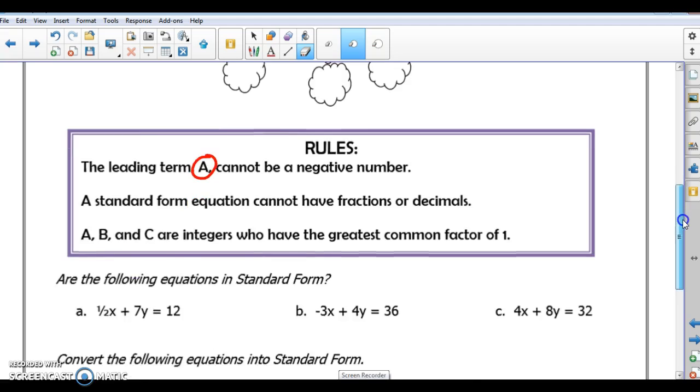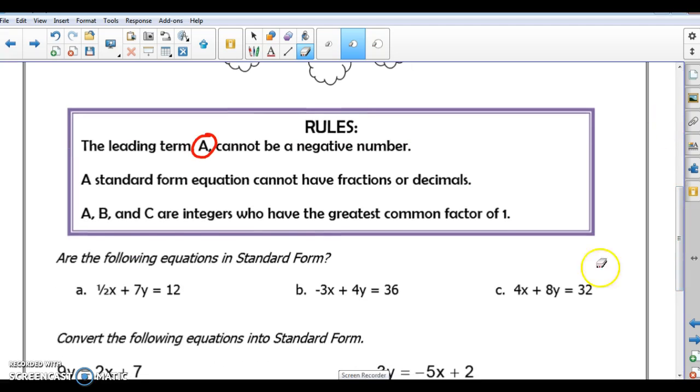Okay? So let's check this. Are the following equations in standard form? A, is that standard form? No. Why? Because the coefficient of x is a fraction. How about b? Is that standard form? No, because the coefficient of a, this time, is negative. Okay. Let's take a look at c.